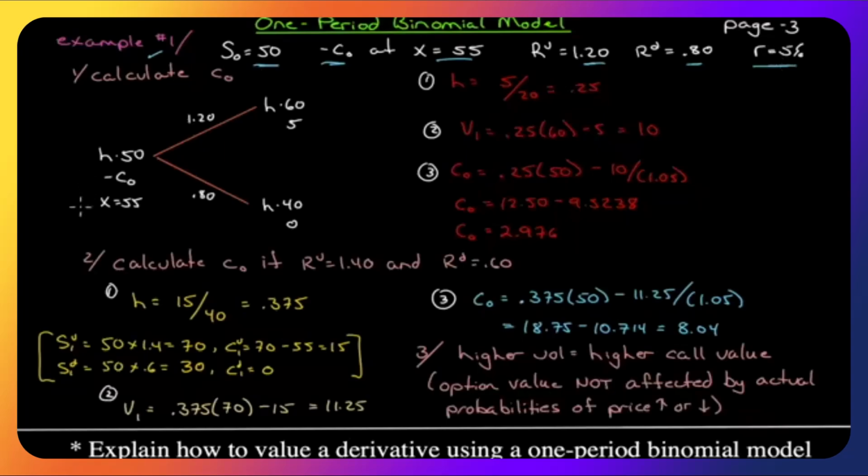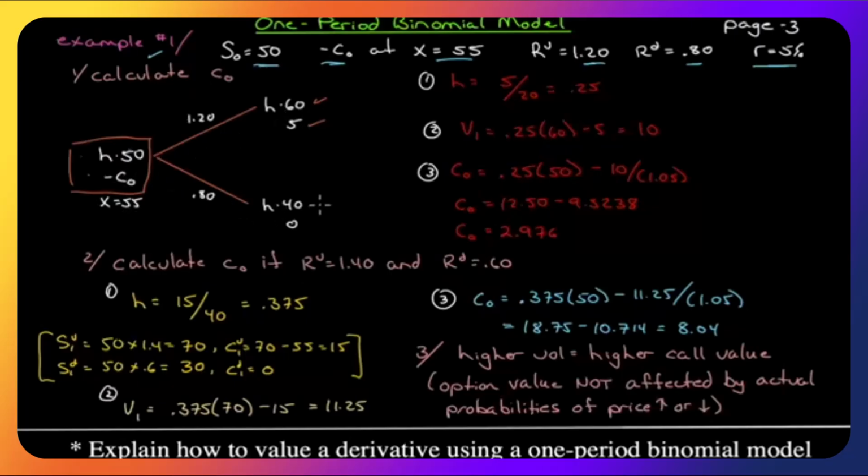Graphically, it looks like this. We're going to buy 8 shares at 50 bucks and we're going to sell a call. There is our beginning portfolio. If the price goes up, it'll go to 60 bucks. 20% higher than 50 is 60 bucks. The call will be worth 5 because the strike price is 55.